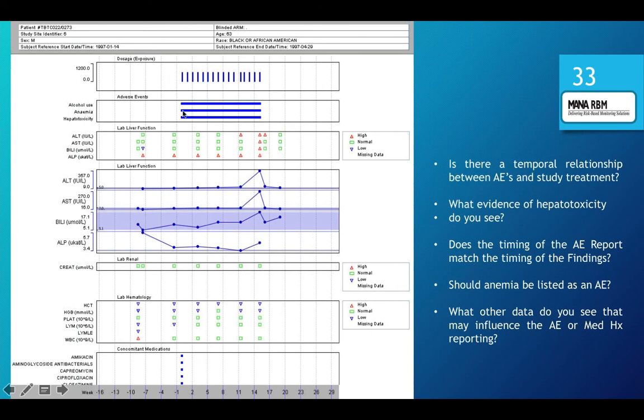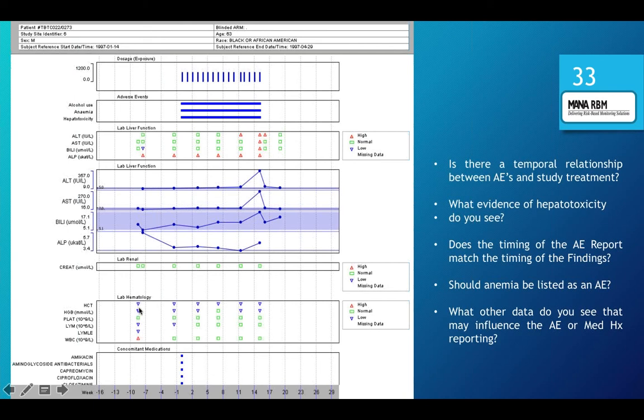So anemia is listed as an adverse event that started when that subject started dosing. Okay, all right. But what we want to be doing is let's go down to hematology and then let's look at the results of the lab. So here we just have our little triangles, but you can see here that the triangles for hemoglobin and hematocrit show that this subject actually had anemia before they ever started drug.